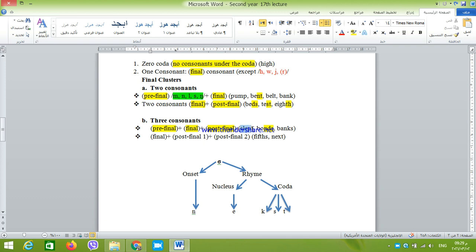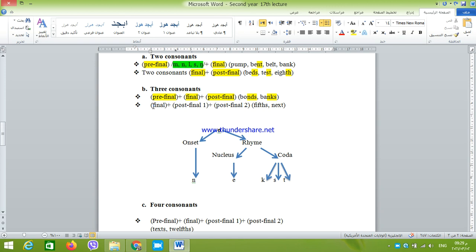Here we don't have three sounds, three clusters. Banks. Here we have n, ng, actually ng, and k, s. Okay, also three consonants.